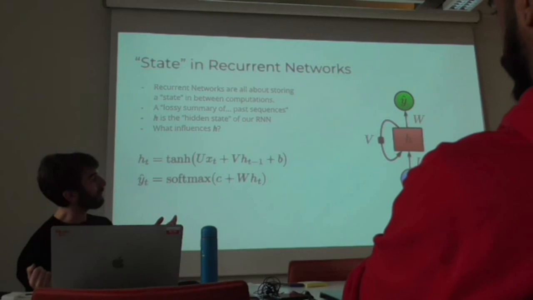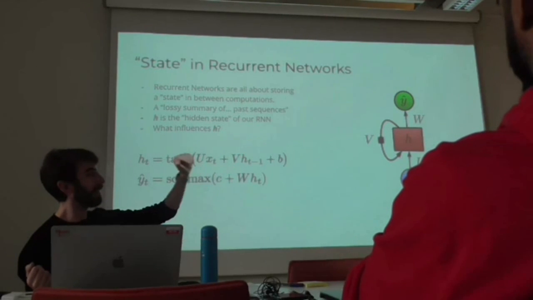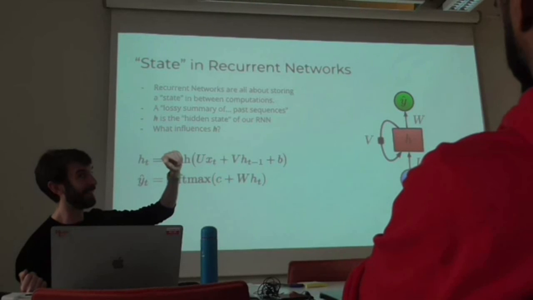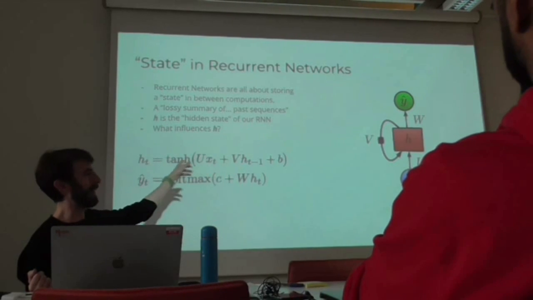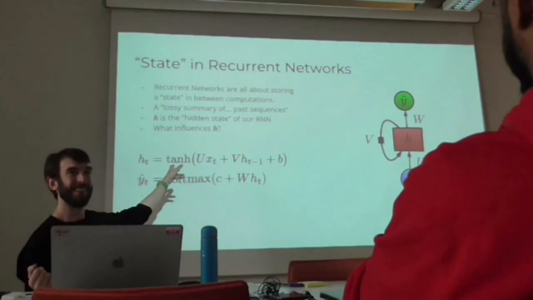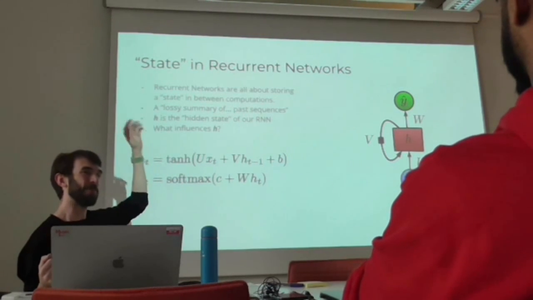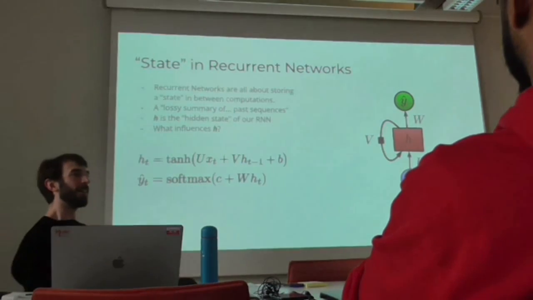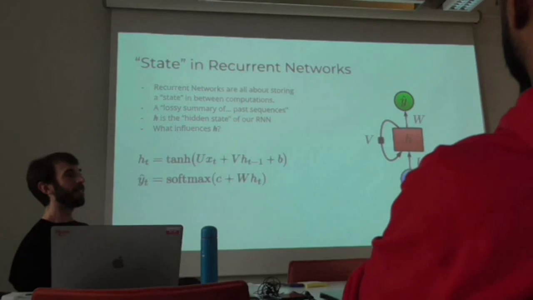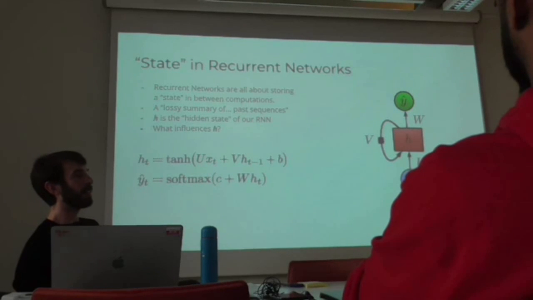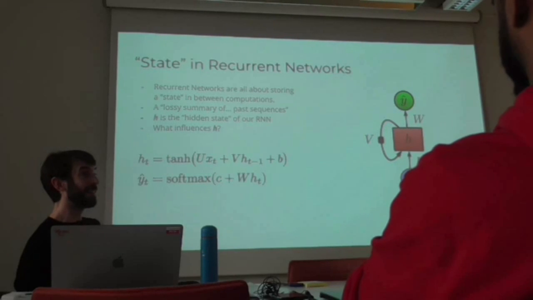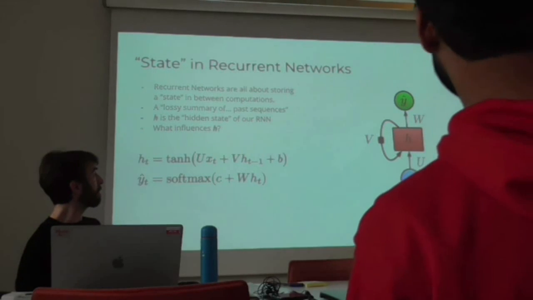What's coming into h from in our diagram? Can someone tell me what's influencing it? You can either use the diagram or the maths to figure this out. Come on, someone give me a guess. What's influencing h? Yeah. The weighted input and the former weighted memory. Yeah, exactly. And the bias node. Yeah, that's right.